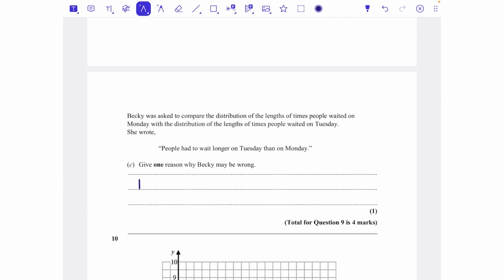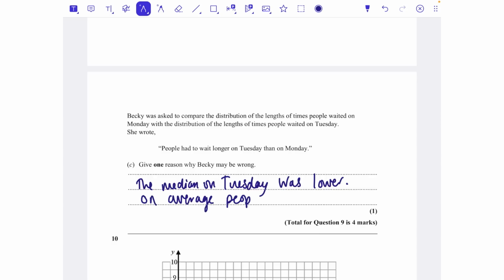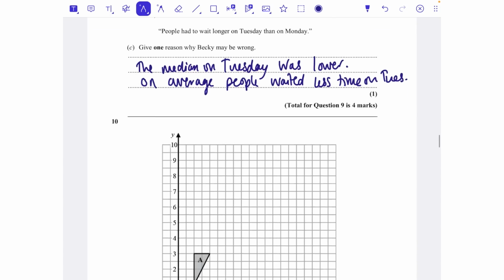So I'm going to say the median on Tuesday was lower. On average, people waited less time on Tuesday. There we go. Question number 10.